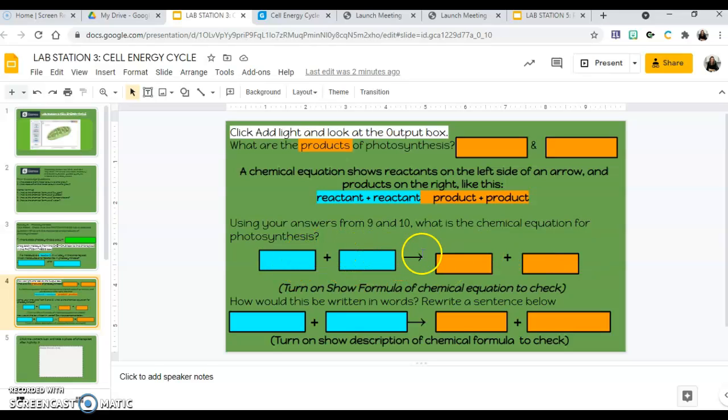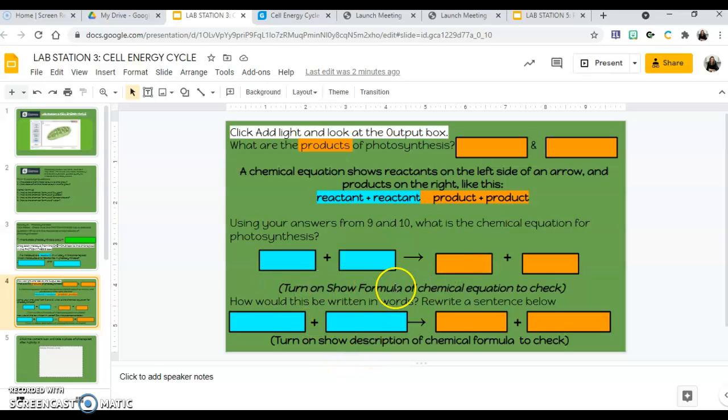Here are my products. The arrow means a chemical reaction's occurring. That's pretty much a college university degree between the reactants and the products, what that arrow means. But basically, you're transforming these compounds over here into these compounds over here. That's what we mean by reactants and products. Don't worry about the arrow, it just means a transformation is occurring. And that transformation is photosynthesis.